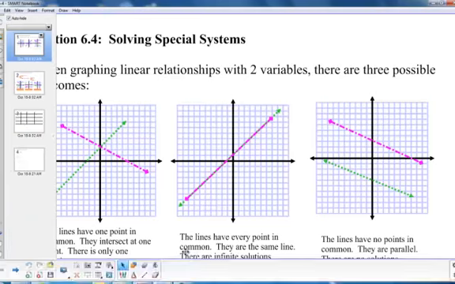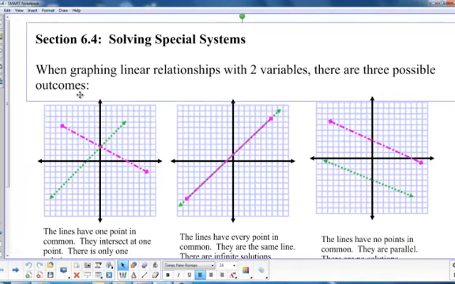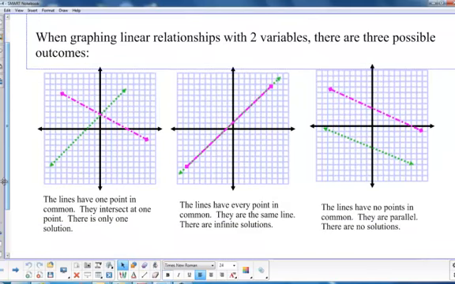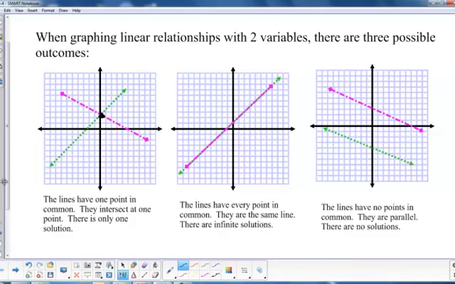And then the second part of tonight's homework is on solving the special equations. So this first one has one solution. It's two lines with different slopes. So there's one solution right here. The second one has all solutions because they are the same exact line lying on top of each other. And the third one are parallel lines with no solution.